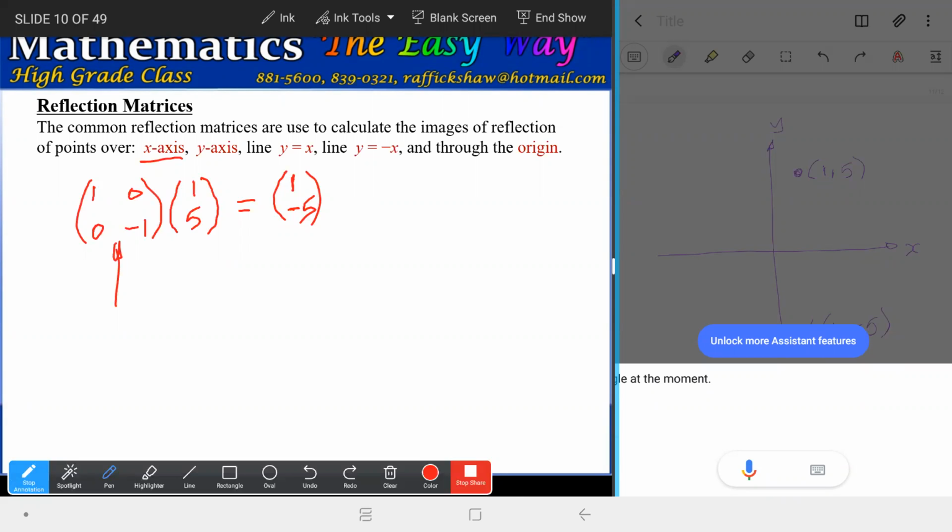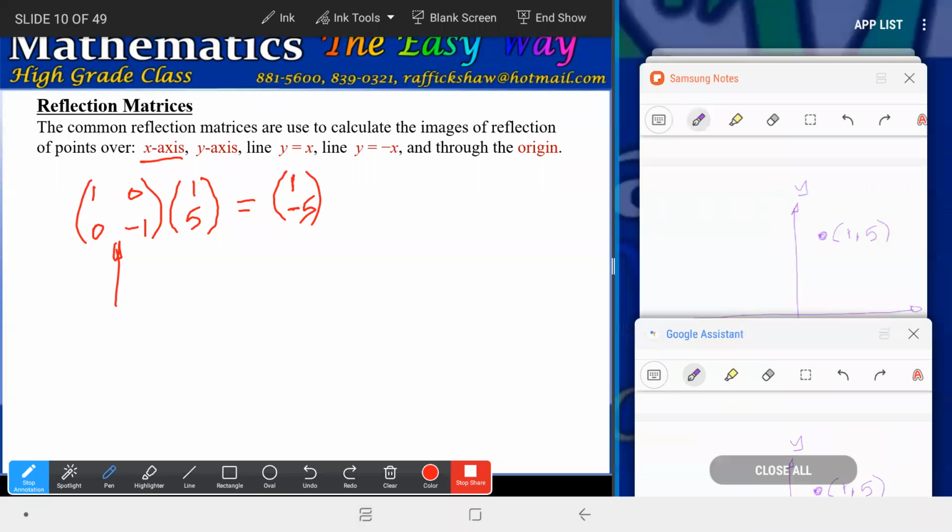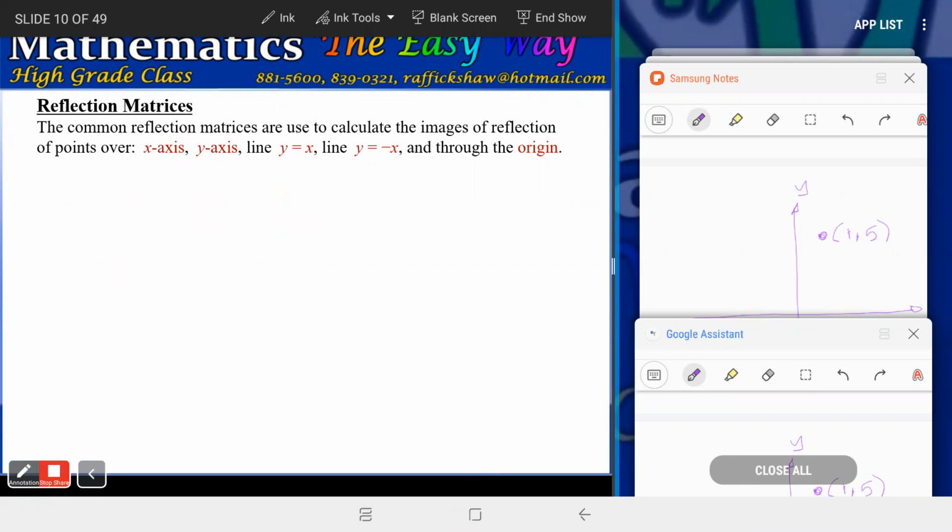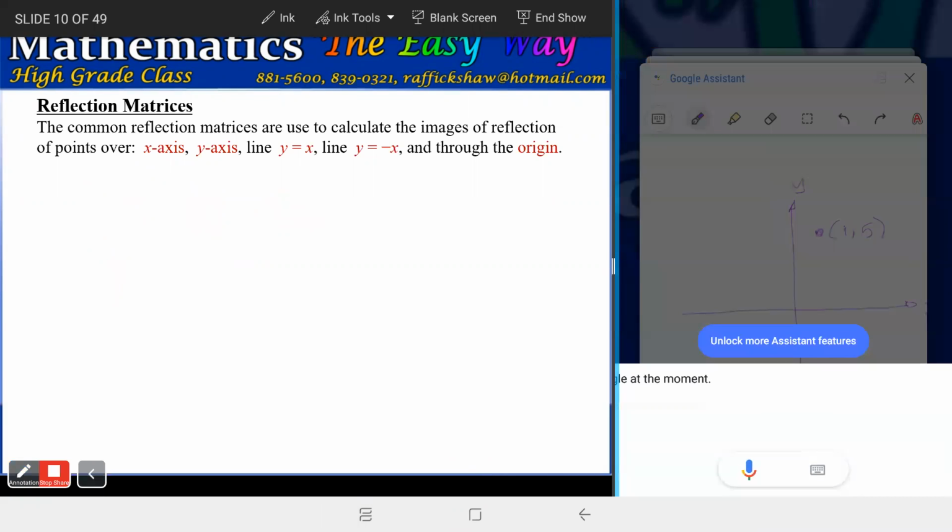Why is this thing going there? Hold on a second, guys. I don't know why this thing came up, you know.